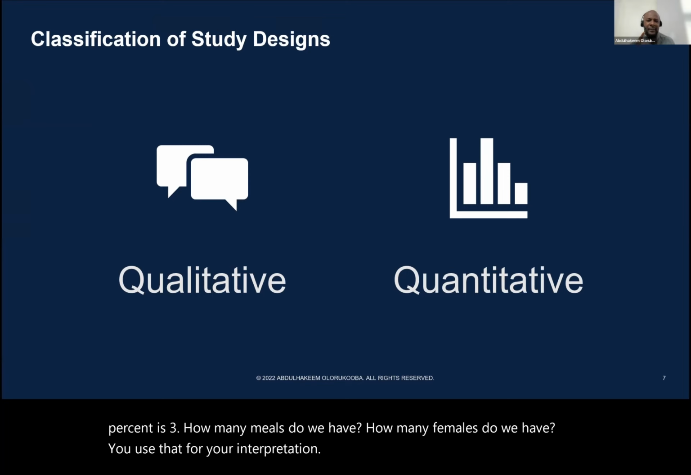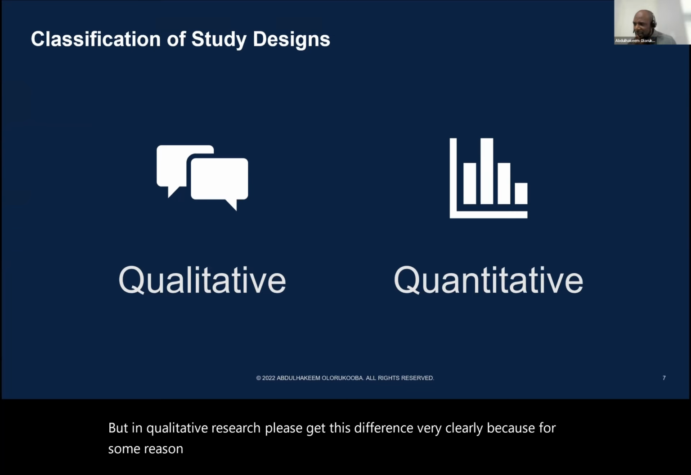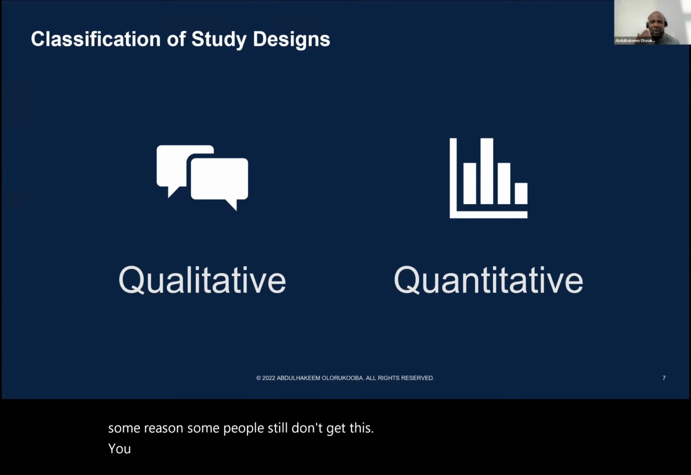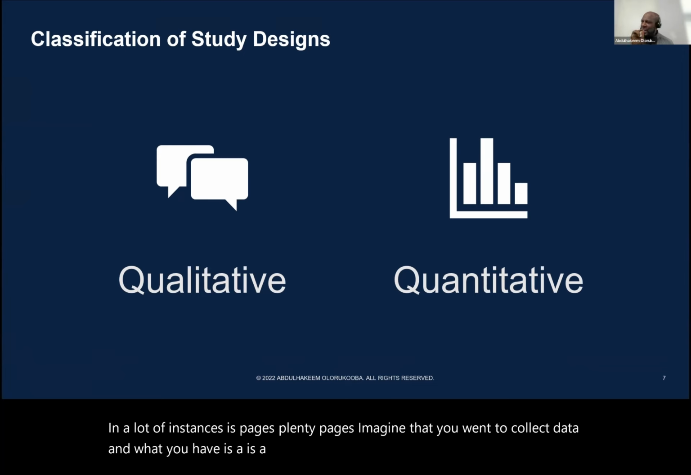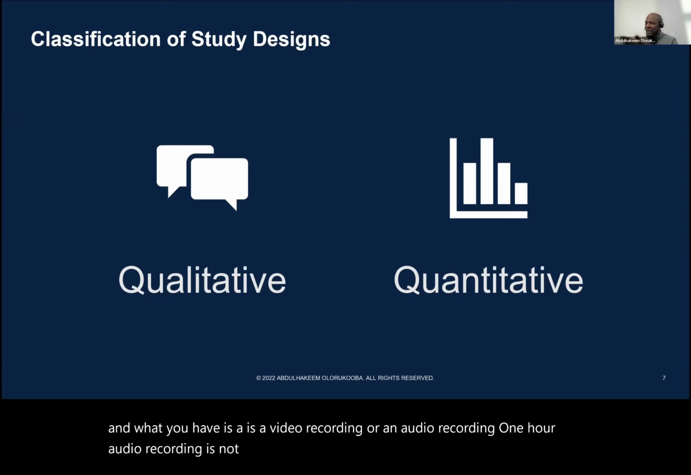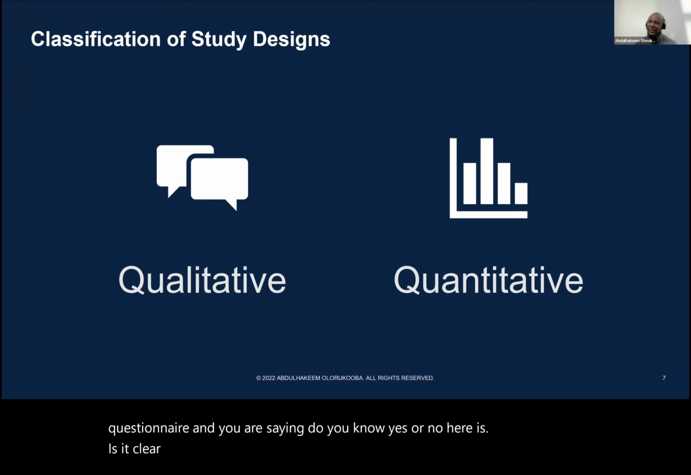But in qualitative research, please get this difference very clearly, because for some reason, some people still don't get this. The kind of data that you're collecting in a lot of instances is plenty of pages. Imagine that you went to collect data and what you have is a video recording or a 1 hour audio recording. It's not a structured thing where you have a questionnaire and you are saying yes or no. No. Here you have pages of information. You have note takers, someone that will be taking notes and just writing stories.